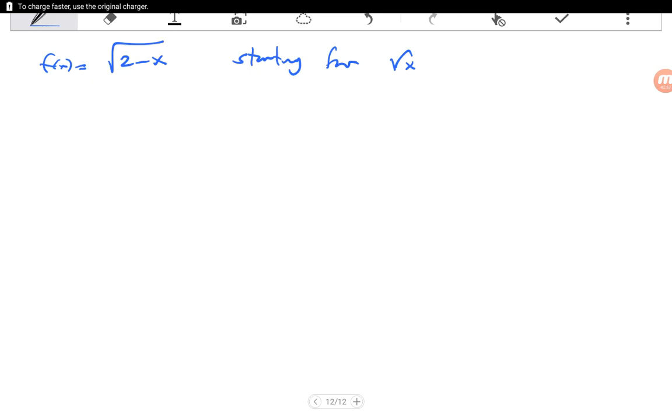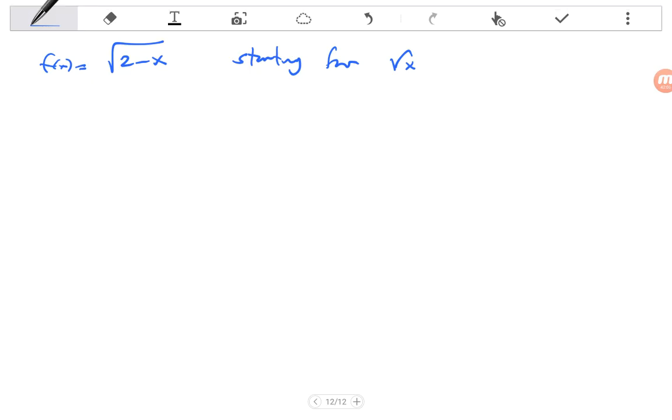What about graphing this function, root 2 minus x, starting from root x? We have to pay attention in problems like this. Now I will start with root x. Okay? I will start with root x.